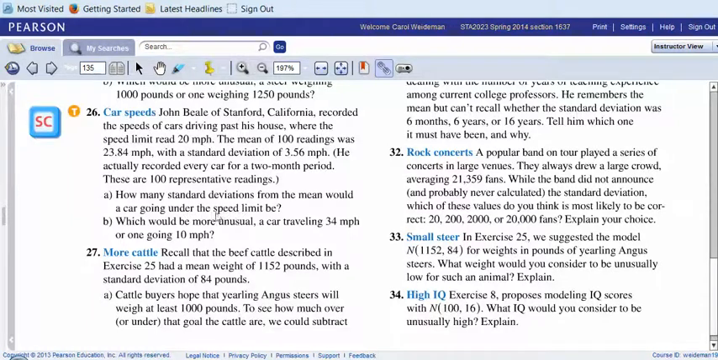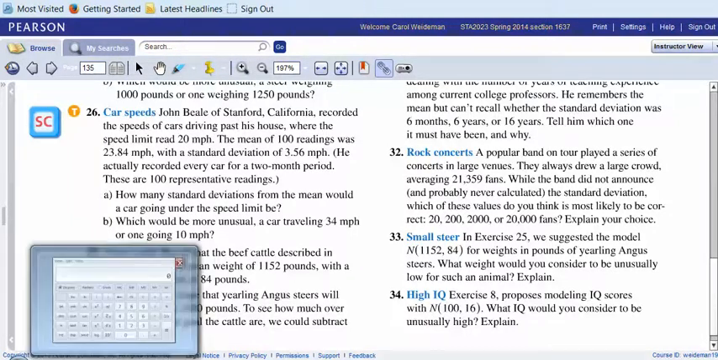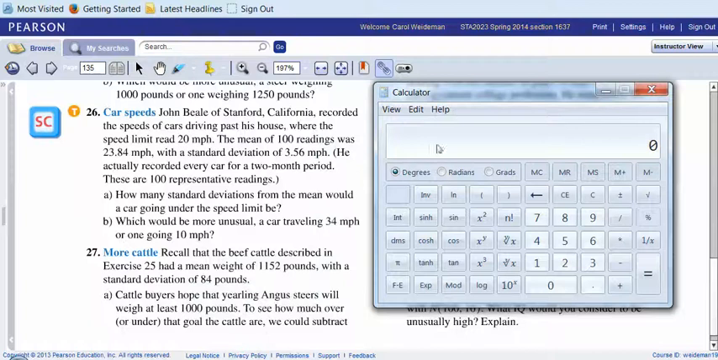To do this one, I just need a calculator, and I'm going to do a z-score, because that's all a z-score is. I'm going to take the car going under the speed limit, which would be going 20 miles per hour, subtract the observed mean, which was 23.84, and then divide by the standard deviation, which was 3.56. So a car going the speed limit would be about 1.08 standard deviations below the mean.